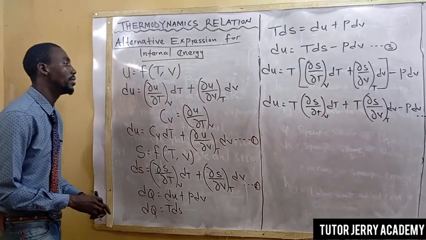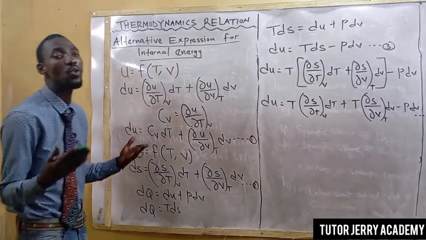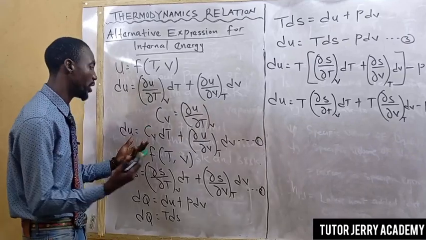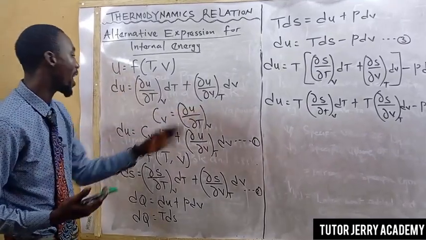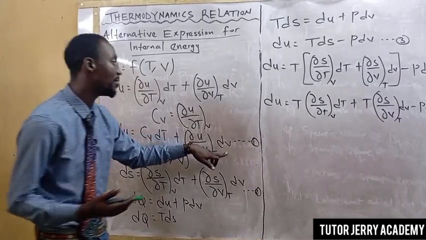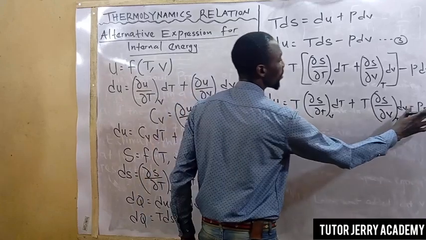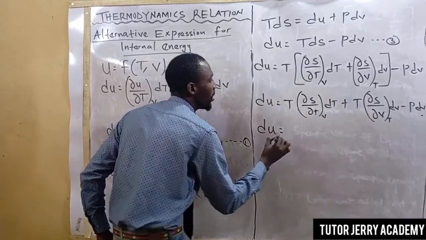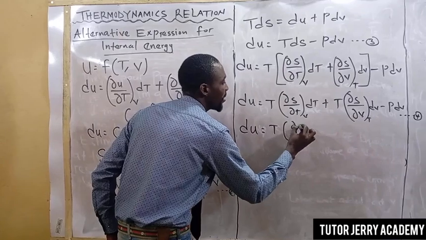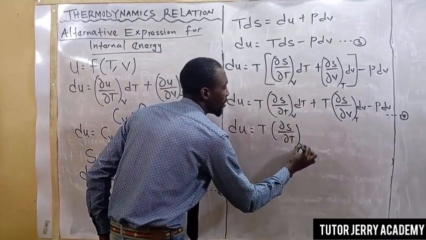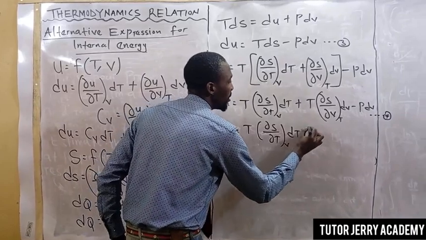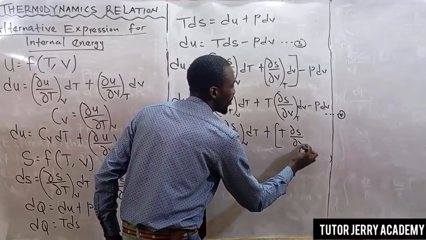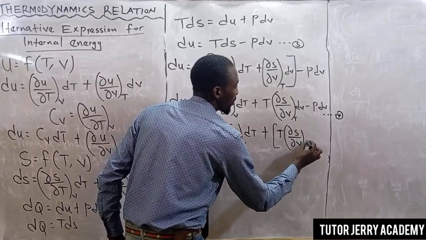All right. So now the next thing we are going to do is compare equation 1 with equation 4. By so doing, we know that here we have the dT, and here we have the dV. Let's factor out the dV. Let's rewrite this as dU equal to T into the partial derivative of S over the partial derivative of T, keeping V constant, dT, plus T into the partial derivative of S over the partial derivative of V, keeping T constant, minus P.